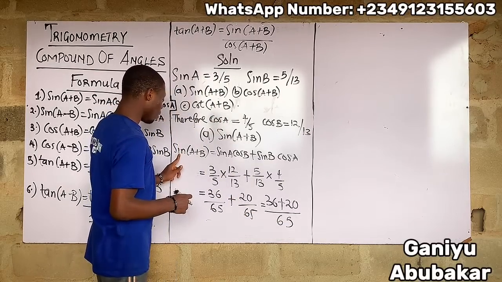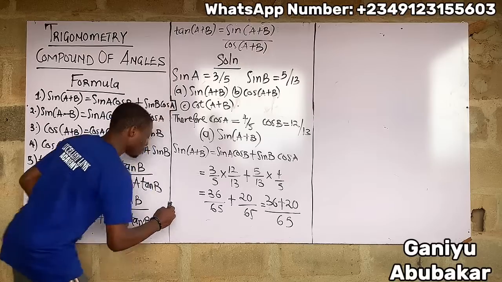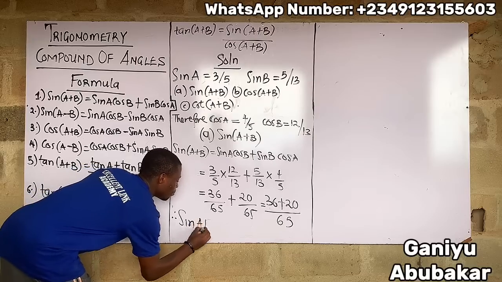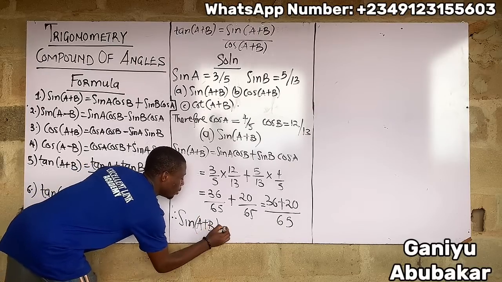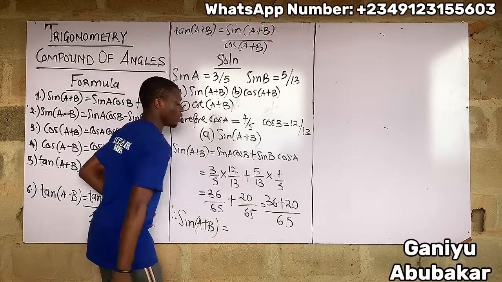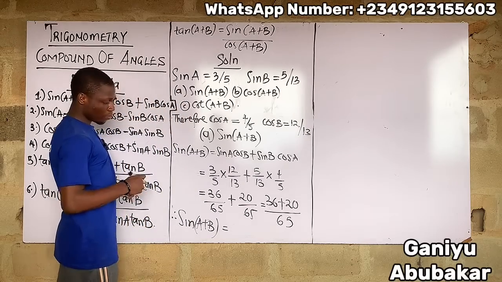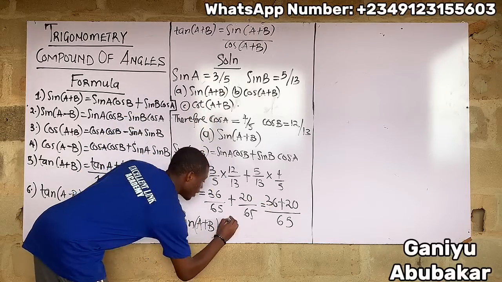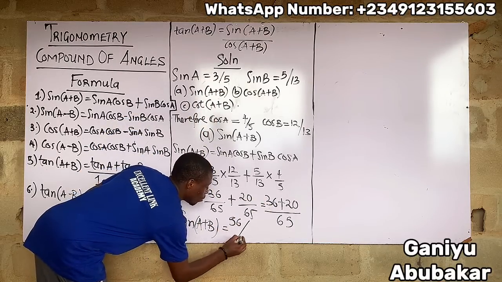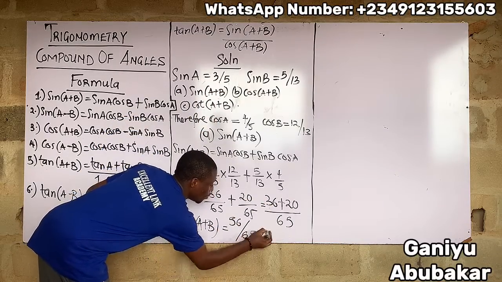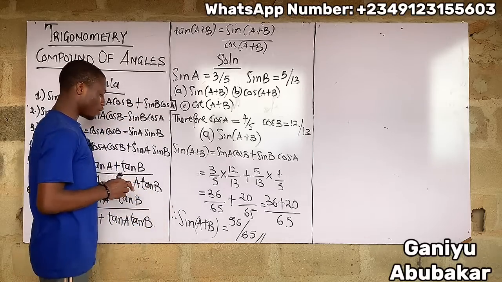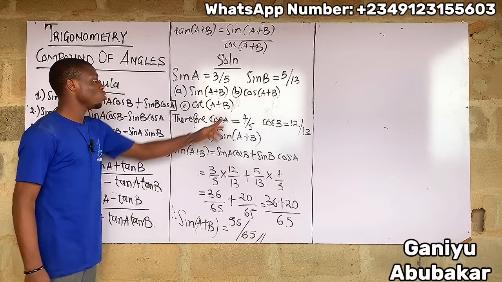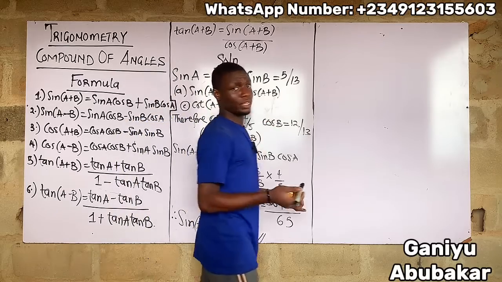From here now, therefore sine A plus B will be equal to what? 56, right? 36 plus 20 is 56 over 65. So that becomes my answer to sine A plus B. Let's do cos A plus B and let's see what we get.